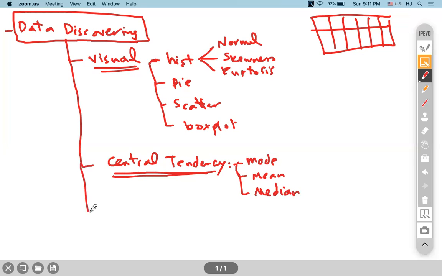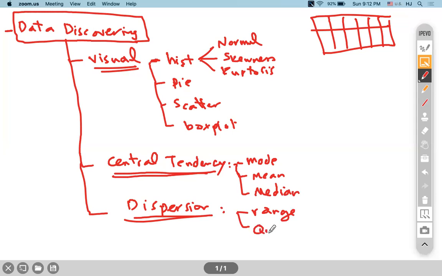We can also see the dispersion of the data. So we can see the range. We can figure out the quantiles. We can see the variance. We can see the standard deviation as well. So all of these steps which we do here are related to data discovering. We just try to discover the data, to see what this data is.